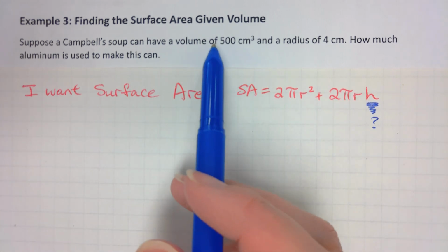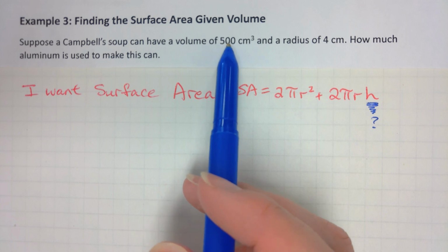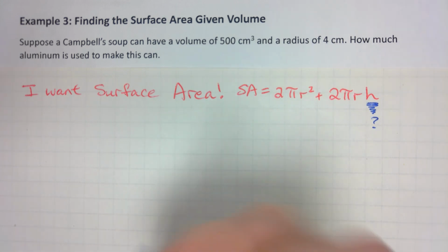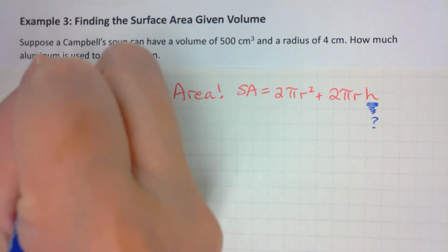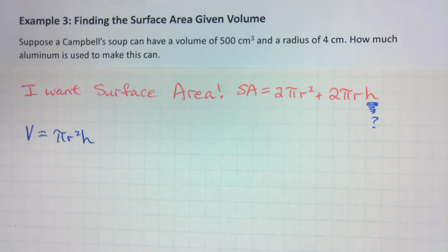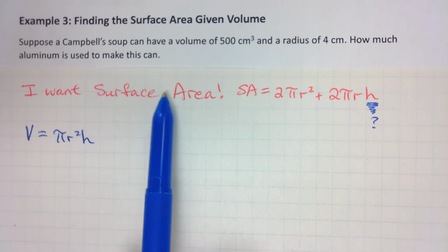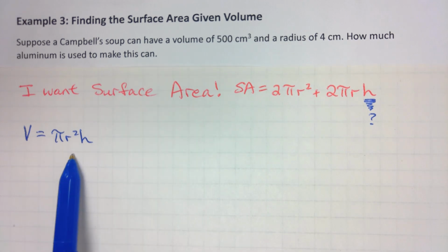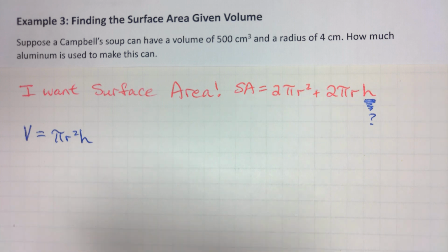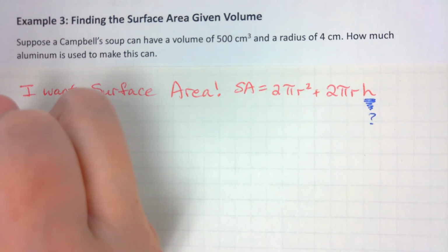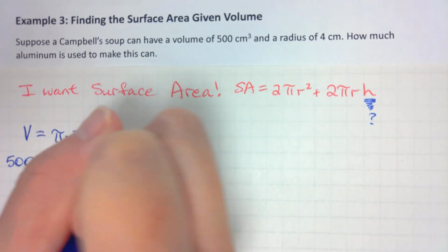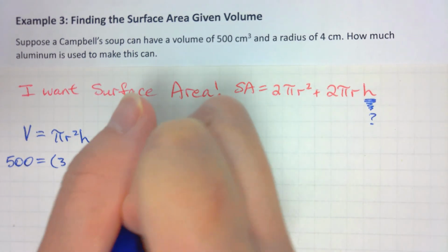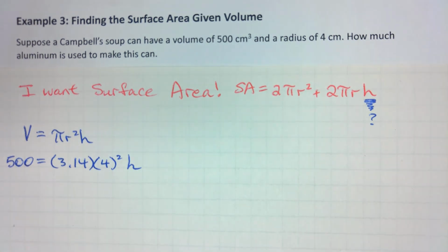Right. So that's why, as Sam said, we are given the volume to be 500. So let's use the volume formula. Pi r square h. That's the formula for volume of a cylinder. So the tricky part to this question is I know I'm looking for surface area, but I still have to use the volume formula. Okay, so volume 500, pi is 3.14, radius is 4, and I just don't know h. So now that I have every single number, I can actually solve for h.